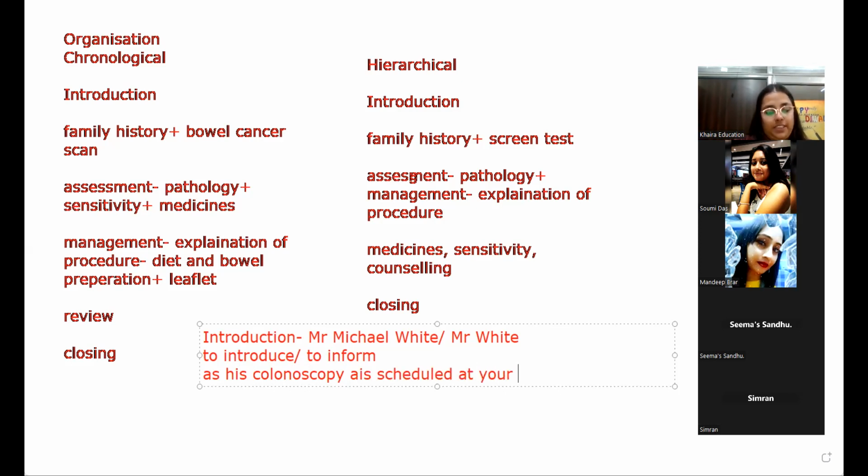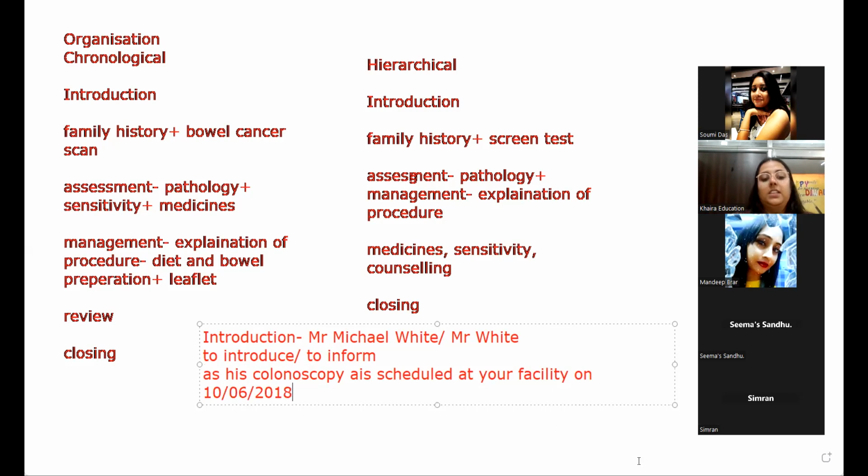at your facility, because we are writing to the recipient facility on which date? On 10th of June 2018. Right. So we are writing to introduce the patient, or we are writing to inform about the patient as the colonoscopy of this patient is scheduled at the recipient's facility on 10th. Do you think when the recipient reads this paragraph, they would be able to understand why they have received the letter?